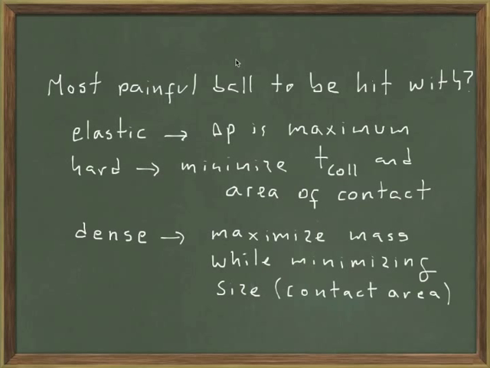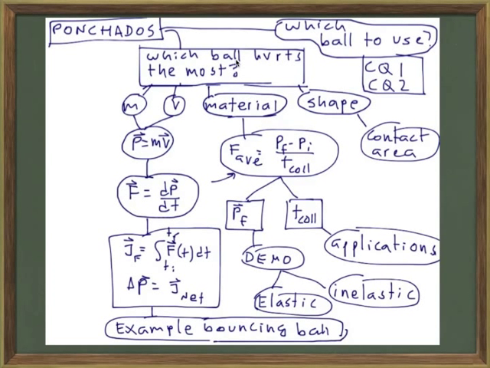Dense, what we said before, right? You can make a dense ball heavy but small, and then the area of impact is smaller. So this is what we talked about last class, and today this is sort of like a map of concepts here, right? We started with the discussion of the game, then the question of which ball is going to hurt the most. We talked about different properties that determine that: mass, velocity, material, and shape.